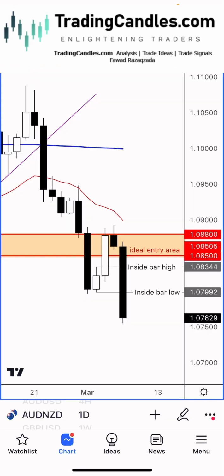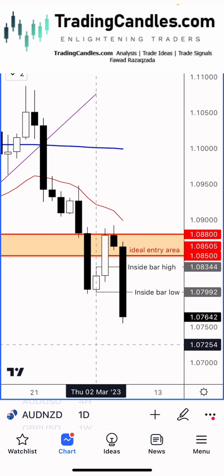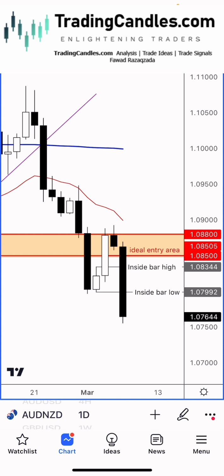One of my favorite patterns that I tend to look at in the trend direction. It's called the inside bar failure pattern. I was actually going to make an analysis video on the Aussie Kiwi currency pair on Friday after this inside bar was formed the day before, on Thursday, 2nd of March. But due to lack of time, I couldn't finish posting that video, so I just left it.